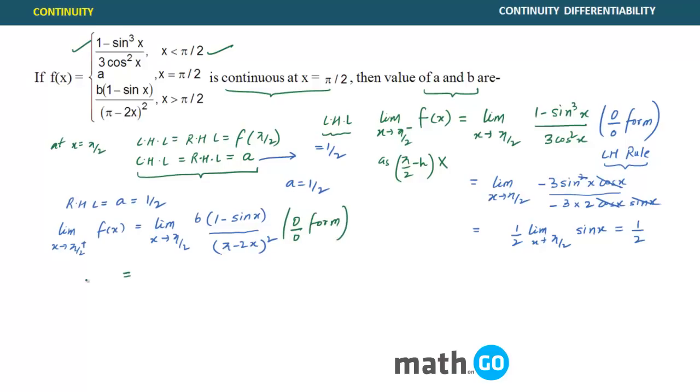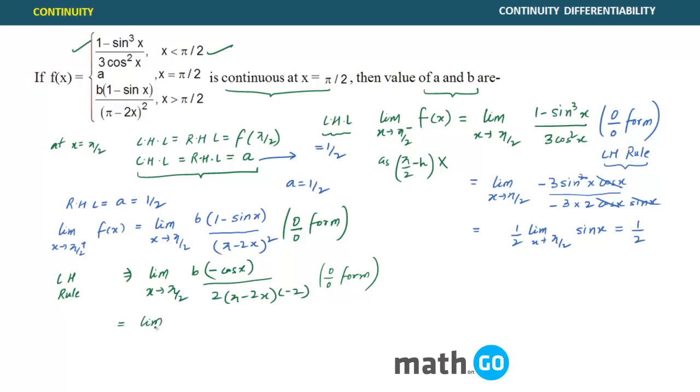So this means I can again apply L'Hospital's rule of limits, that is we can differentiate both of them and the limit will still be the same. And if you do this particular activity, what you will get quickly, so this will be b times minus cos x, and this will be divided by 2 times pi minus 2x, that is the derivative of this, and then by chain rule the derivative will again be minus 2 here, right? Check again what is the form. Again the form is still 0 by 0 form, right? Again if it is a 0 by 0 form, that means again the L'Hospital's rule will be applicable.